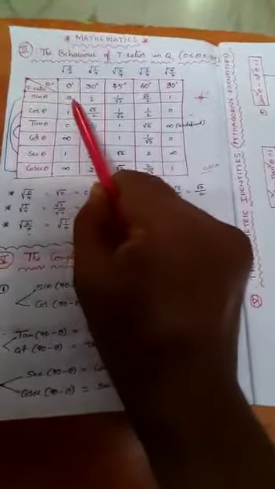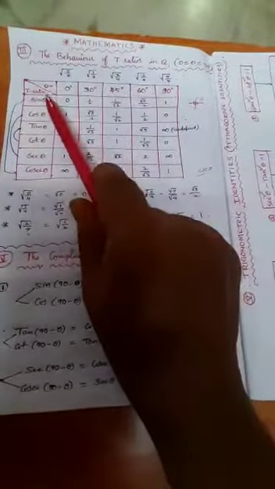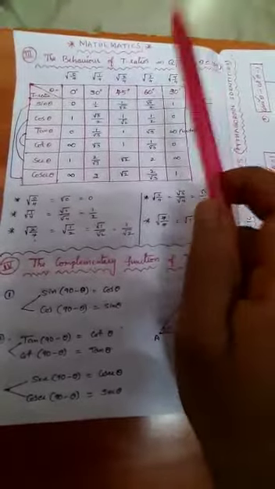Now in the place of theta you assume these values. That means sine 0 degrees value is here, sine 30 degrees value is here, sine 45, sine 60, sine 90. Similarly for cos, tan, cot, secant and cosecant. To get the values of sine 0, sine 30, sine 45, and so on, we have a clear explanation, but it is lengthy. That is the theoretical part.